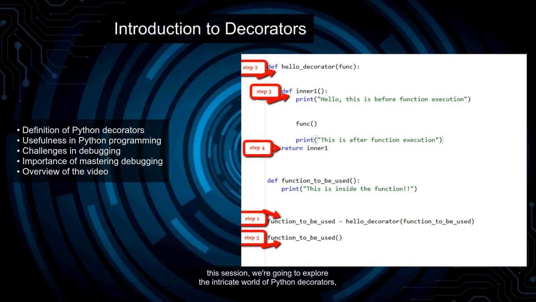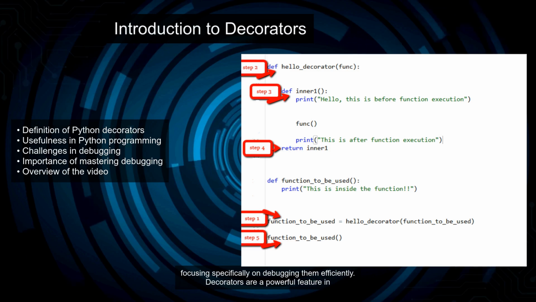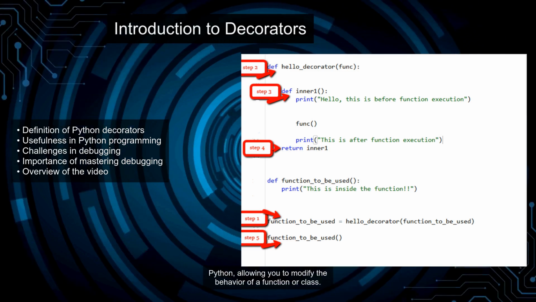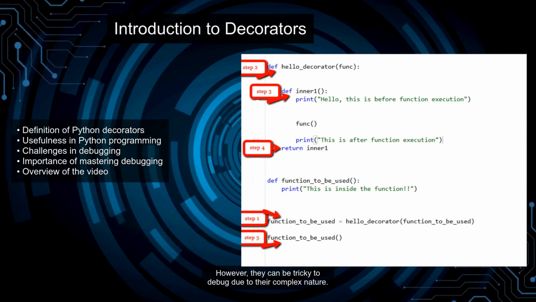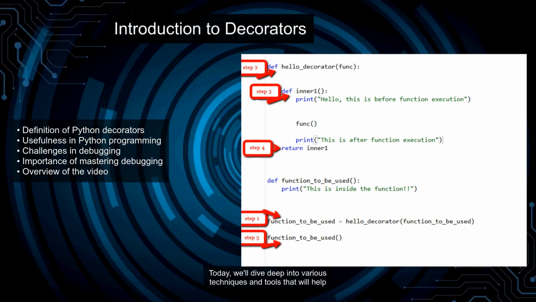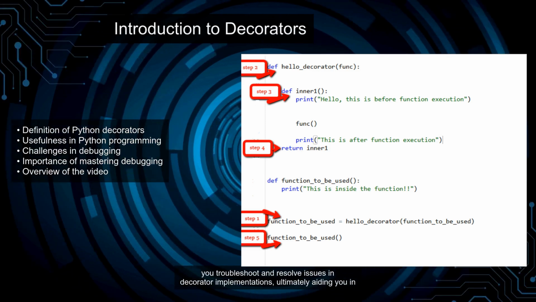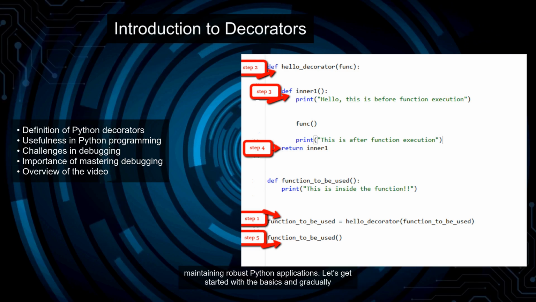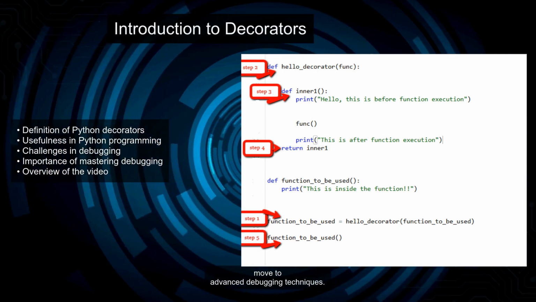Welcome to our video on debugging Python decorators like a pro. In this session, we're going to explore the intricate world of Python decorators, focusing specifically on debugging them efficiently. Decorators are a powerful feature in Python, allowing you to modify the behavior of a function or class. However, they can be tricky to debug due to their complex nature. Today, we'll dive deep into various techniques and tools that will help you troubleshoot and resolve issues in decorator implementations, ultimately aiding you in maintaining robust Python applications. Let's get started with the basics and gradually move to advanced debugging techniques.